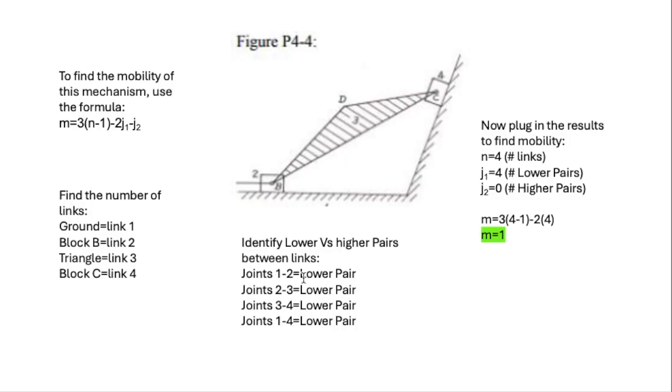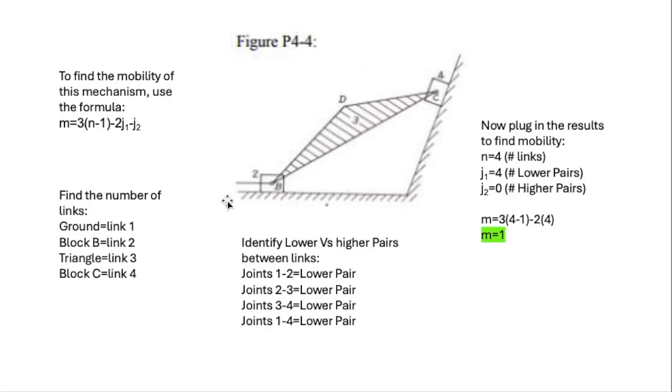How do you determine if they're lower or higher? Well, let's start with the dot, where the triangle, link 3, and link 2 meet. The only motion allowed there is rotation. There is no other motion it can do. It can't go vertical, it can't go to the side, just rotation at that point. So it's a lower pair. There's only 1 degree of motion.